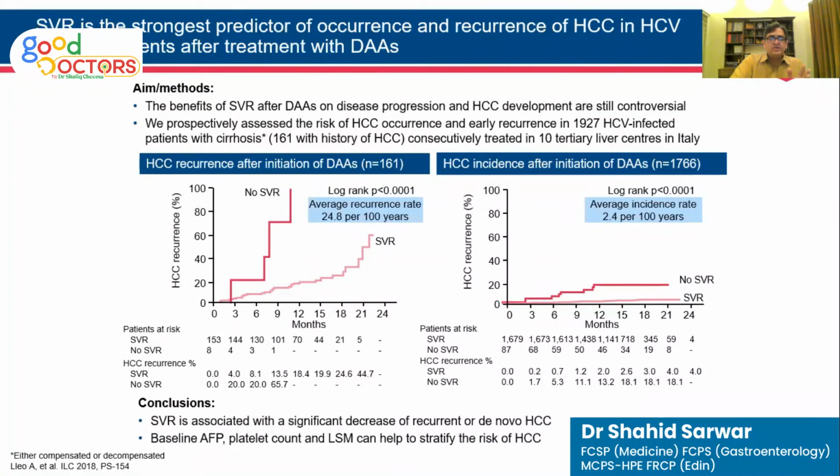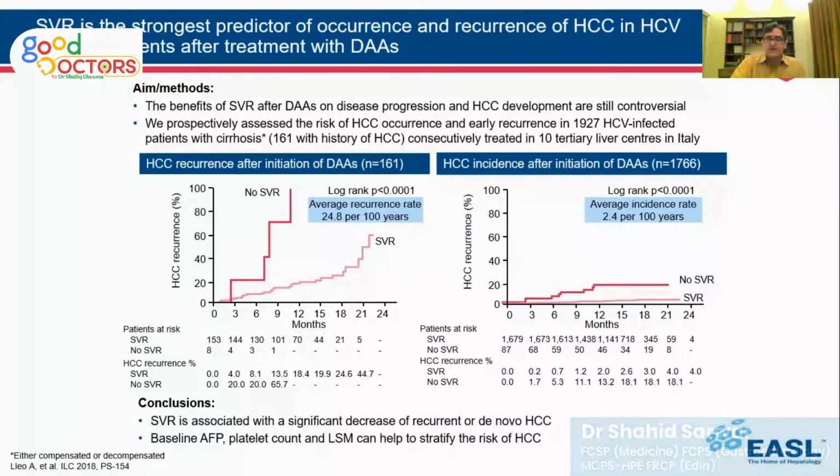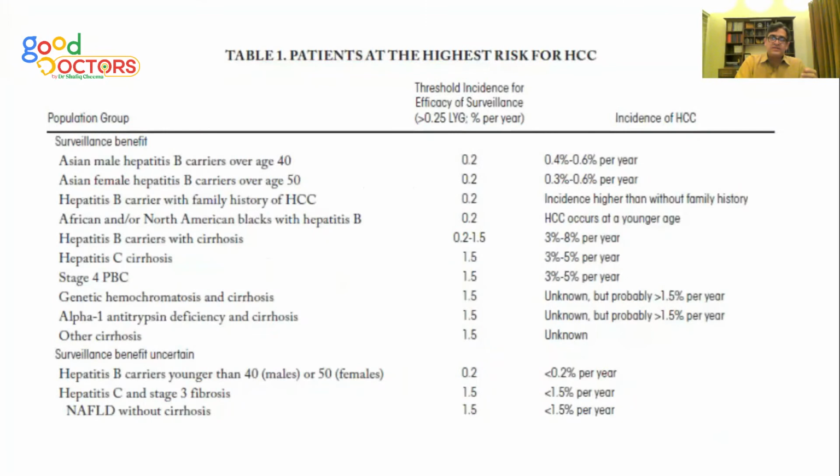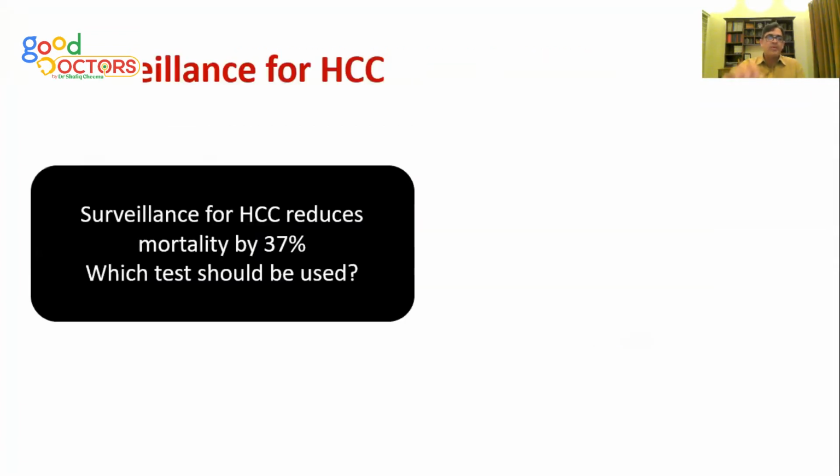And there is no question that after SVR, the risk of HCC does decline. You need to continue monitoring in patients with cirrhosis, but it does help in reducing the chances of developing this cancer. So we have a list of patients who should have surveillance for hepatocellular carcinoma. Asian males more than 40 years of age, Asian females more than 50 years of age, patients with strong family history and hepatitis B. These are the patients where even without cirrhosis, you are going to do surveillance, and the rest we have already talked about.